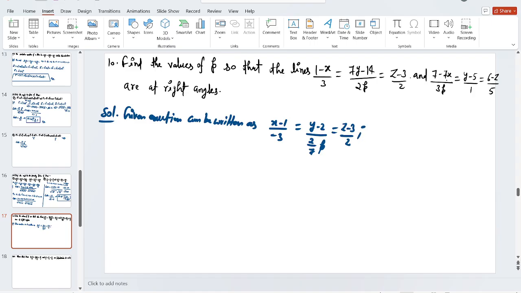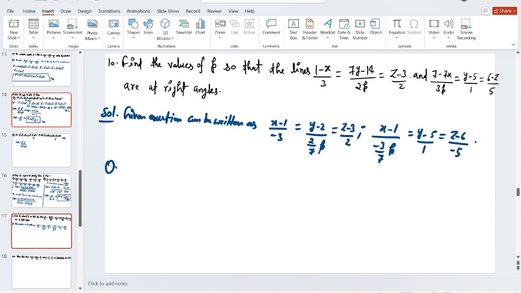And next, here you see that the coefficient of x is equal to minus 7. So take common minus 7. Okay, so it becomes x minus 1. Taking common minus 7 in the numerator, and taking the denominator, it becomes minus 3 by 7 of p. Okay, and it becomes y minus 5 by 1, and taking common minus 1 in the numerator, it becomes z minus 6, because the coefficient of z should be plus 1. It becomes z minus 6 by minus 5.